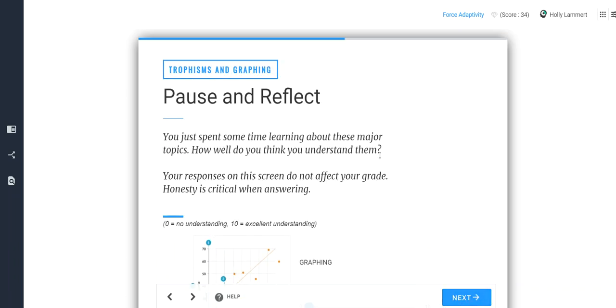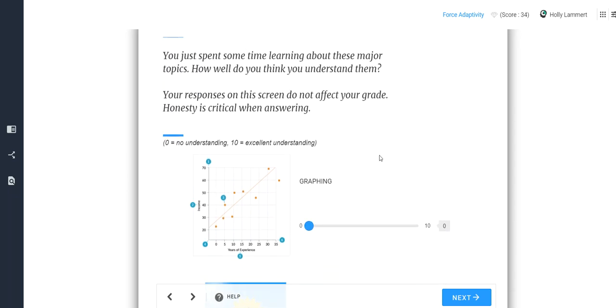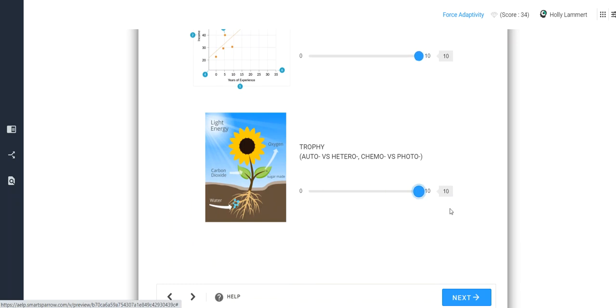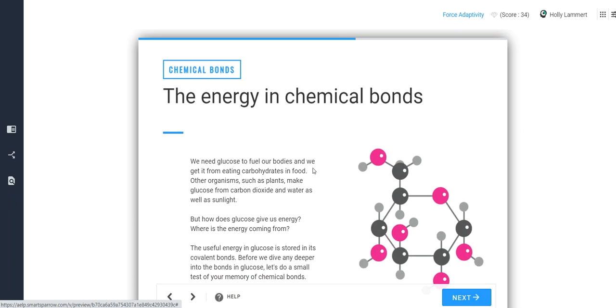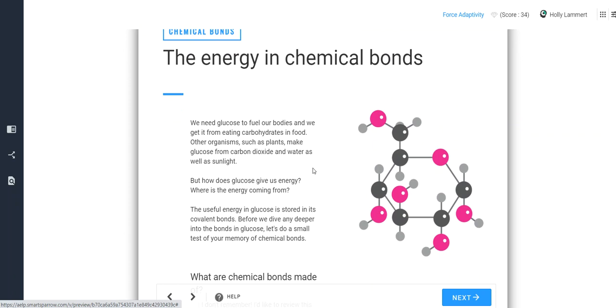All right, pause and reflect. You just spent some time learning about these major topics. How well do you think you understand them? So we did practice graphing, that's cool. We practiced trophy, auto versus hetero versus chemo versus photo. Cool, and here we have some additional review questions from our last unit.